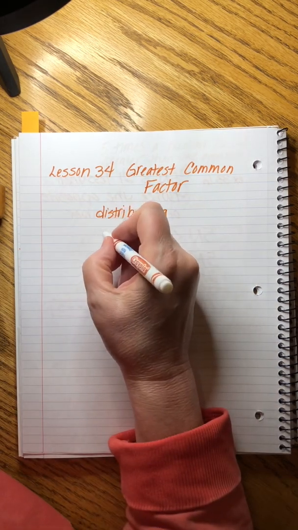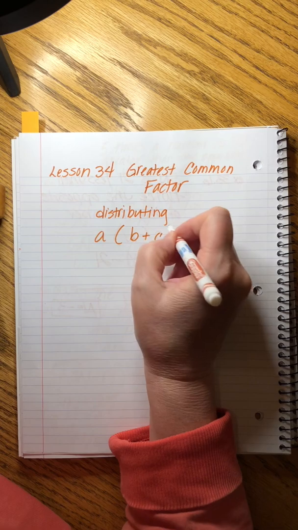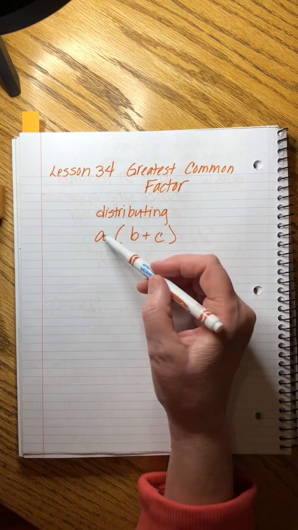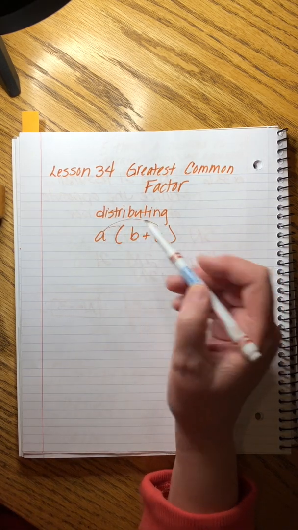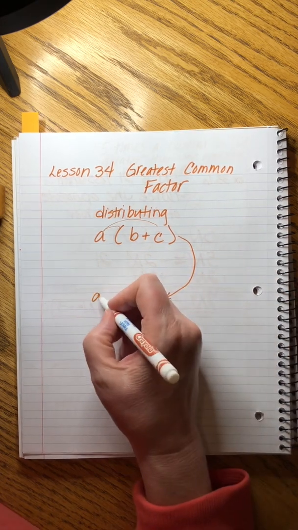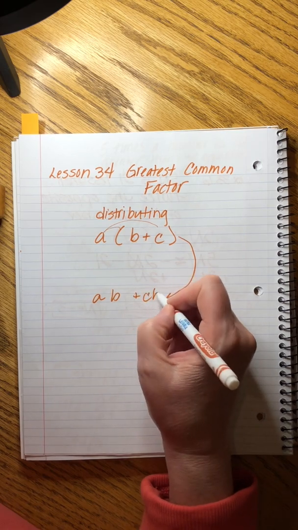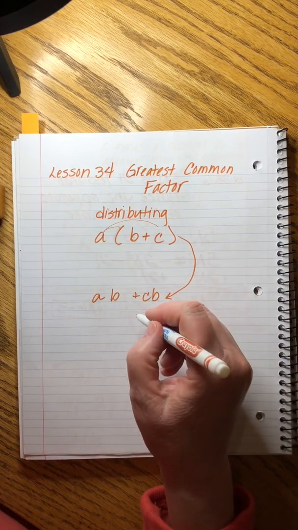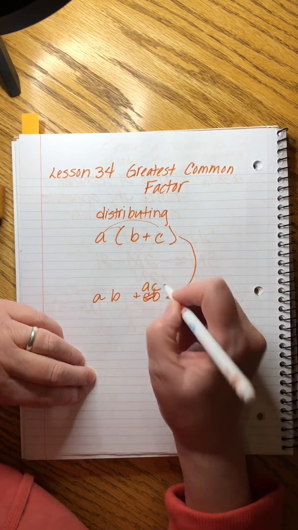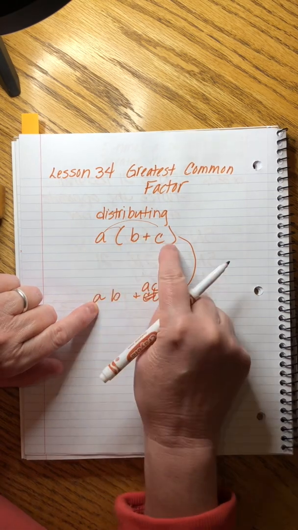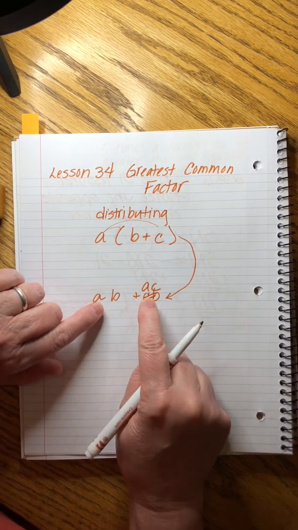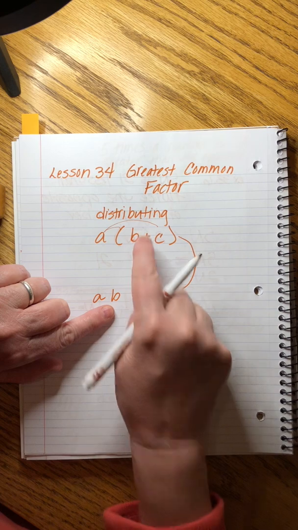It's when you have something like this, right? Where you have a binomial inside and you've got a term on the outside, and we need to go like this, right? We multiply. And what we end up with is a times b plus a times c. Okay, sorry. This now is a different form of the same expression.